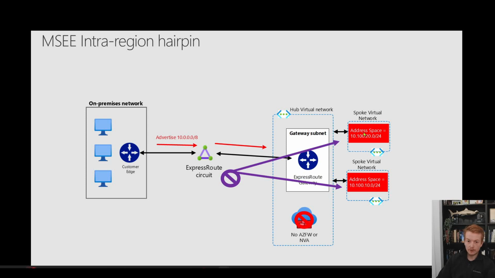Thankfully, most customers have adopted a virtual WAN or are using the tried and tested hub-spoke method via Azure Firewall or an NVA with UDRs, etc.